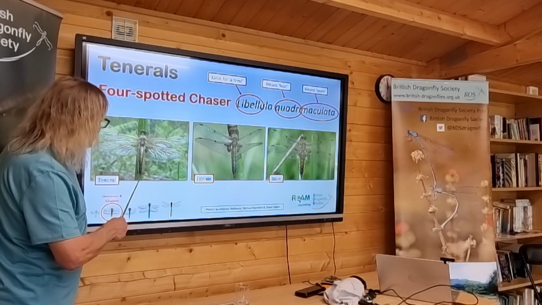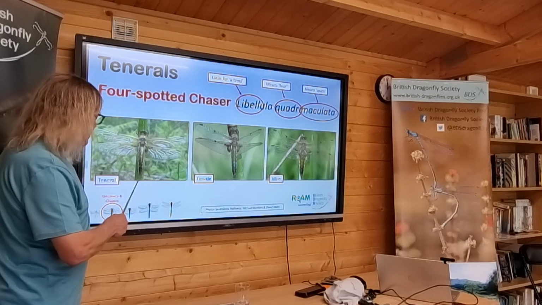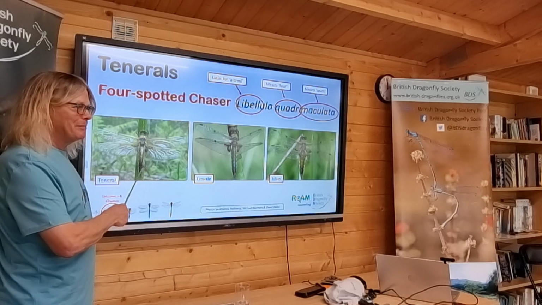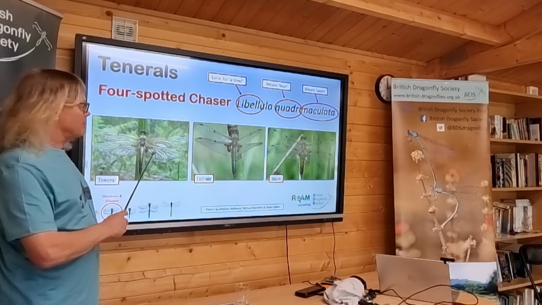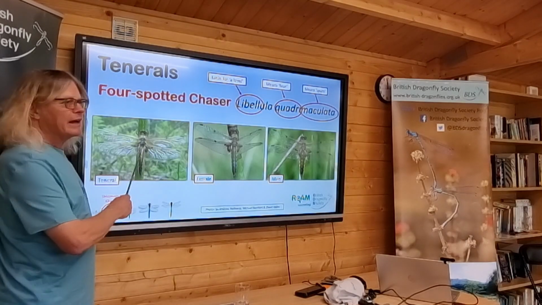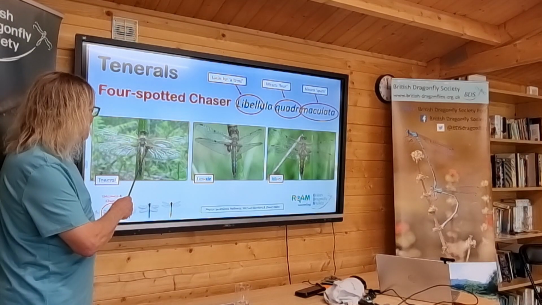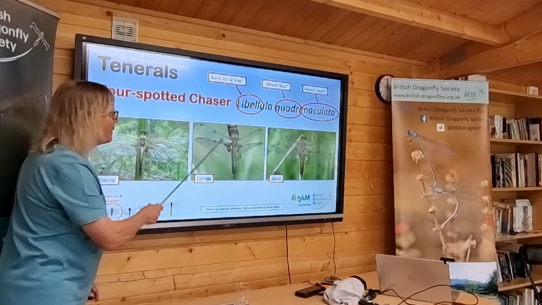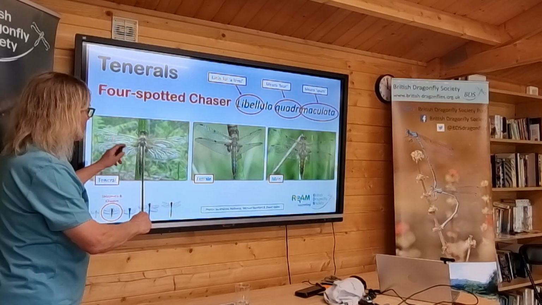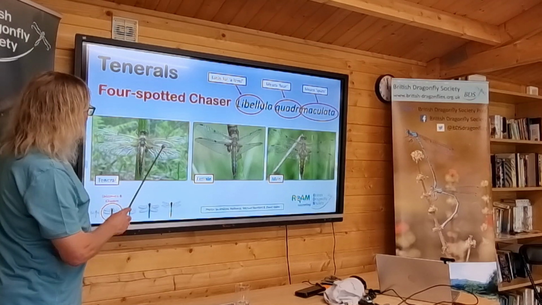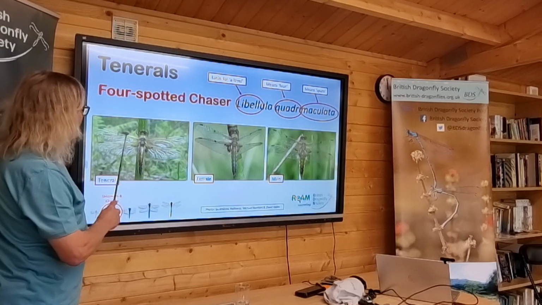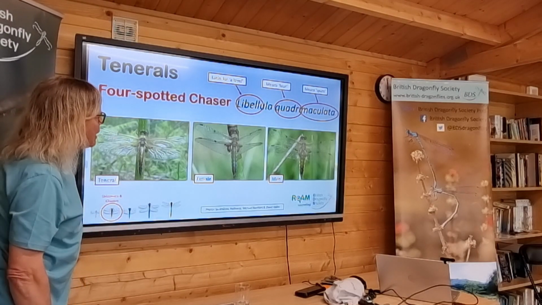Some people can think, oh, well, maybe that's a skimmer of some kind, but just look at the wings. Look at the wings first. Skimmers have all got clear wings. They've got no basal darkness at all on their wings. All the skimmers have completely clear wings. So you'll know that it's a chaser. And you'll know it's a four-spotted chaser because of the four spots.